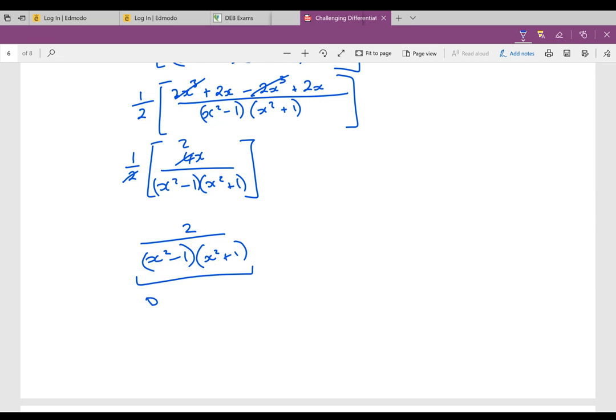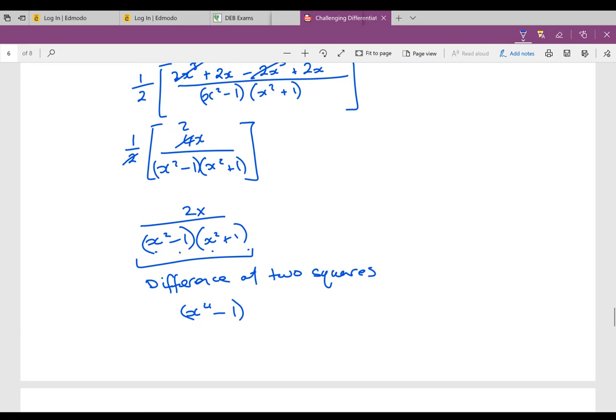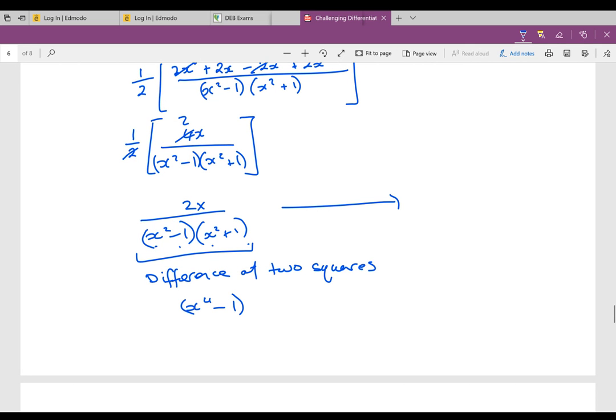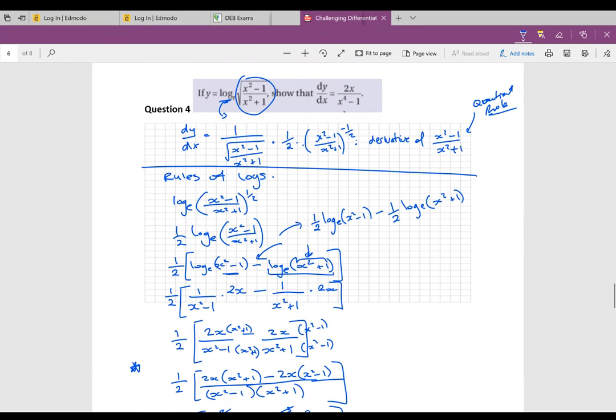This here is actually a difference of two squares. They're both squared terms. x to the power of 4 minus 1. I'm sorry, that shouldn't have gotten rid of my x there. So that leaves me with 2x over x to the power of 4 minus 1. Make sure you know how to go through that, especially using the rules of logs.